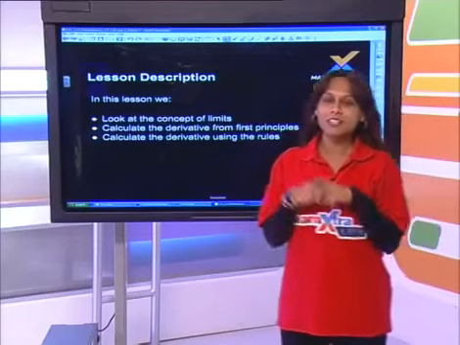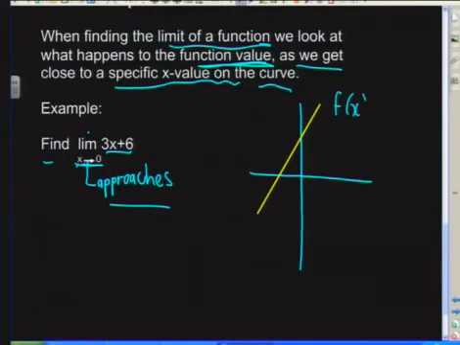All right, guys, so today, the function is 3x plus 6, and the y-intercept of this graph is 6. Okay, so when we're asking you to find the limit as x approaches 0 of the function 3x plus 6, we're asking you to see what happens to the y values as x gets closer and closer to 0, both from the right-hand side and from the left-hand side.